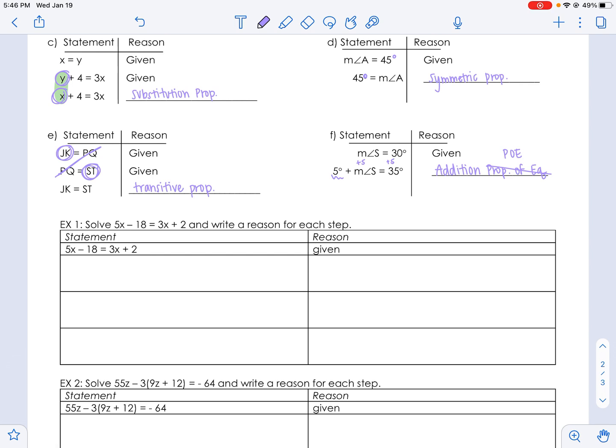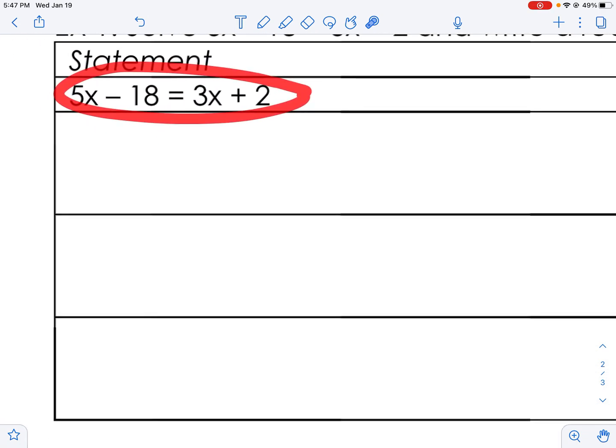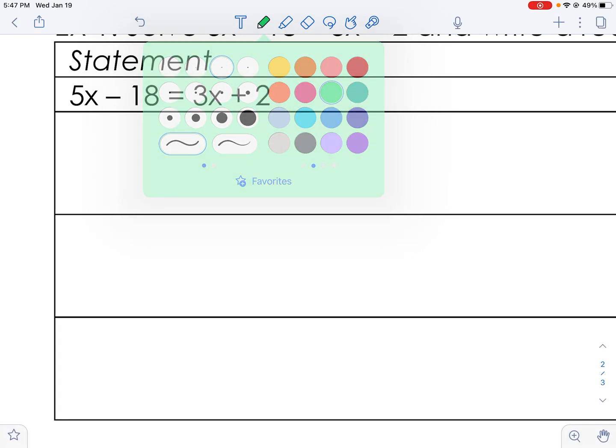Now, let's do our own full two-column proof. It says, solve the equation 15x minus 18 equals 3x plus 2 and write a reason for each step. Notice statements on the left, reasons on the right, and they already set it up. So they put our equation and our first reason is given. And now we're going to solve this.